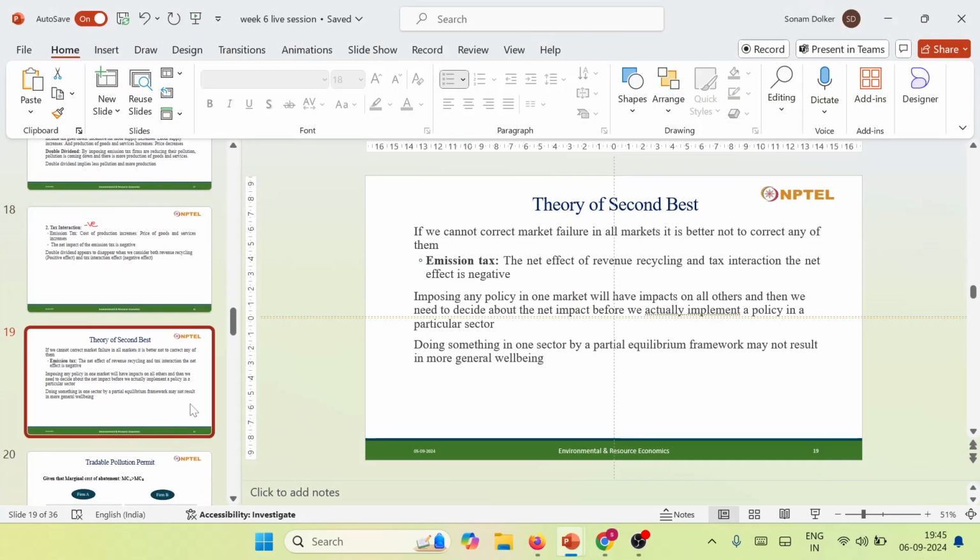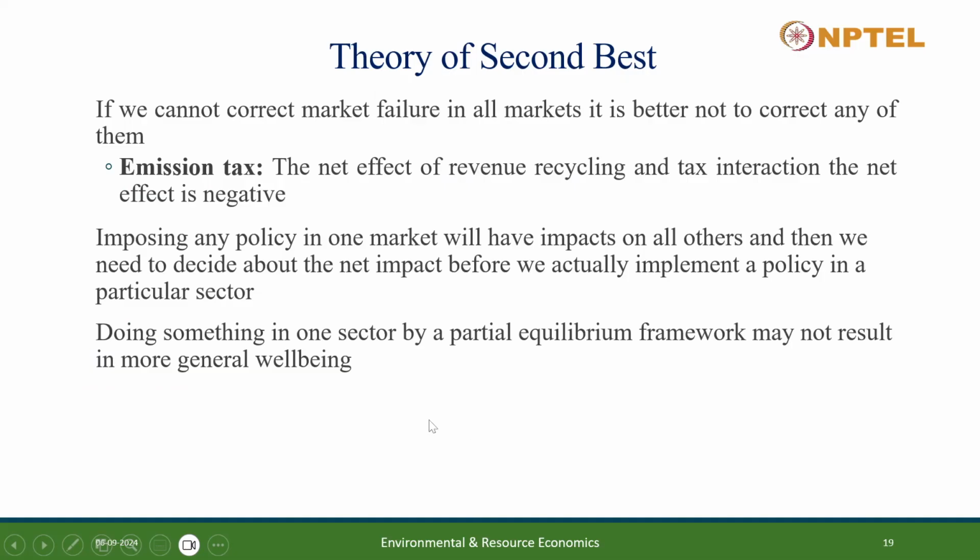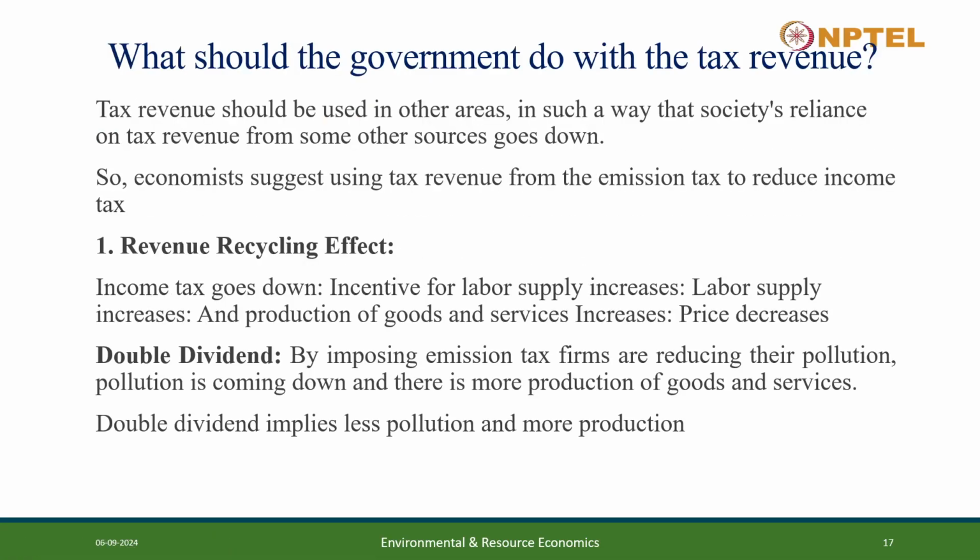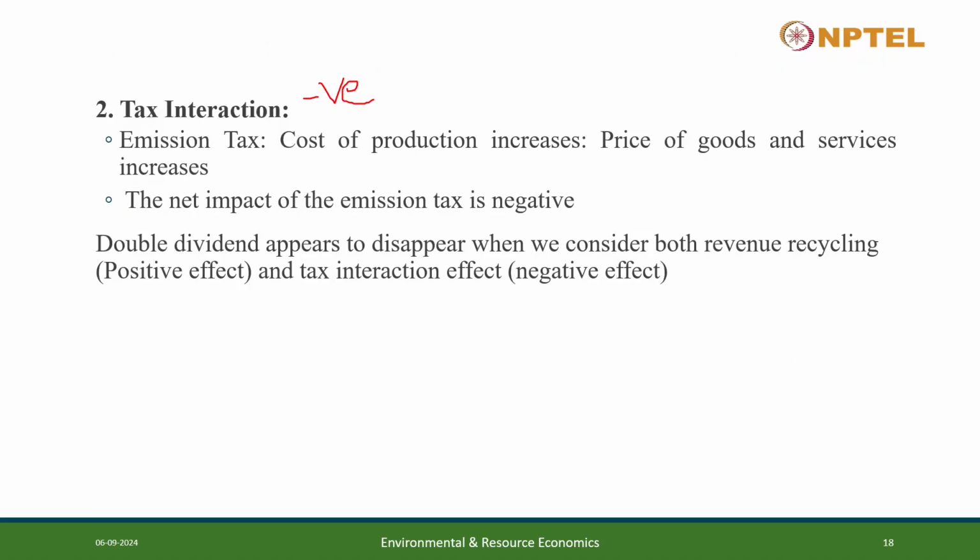Okay, now we will discuss the theory of second best. As we have discussed, the income tax will be reduced when we take certain tax from the firm, which has a positive effect because of increased labor supply. However, there is a tax interaction which has a negative effect on the price of goods and services. Therefore, the net impact of emission tax is negative, right?